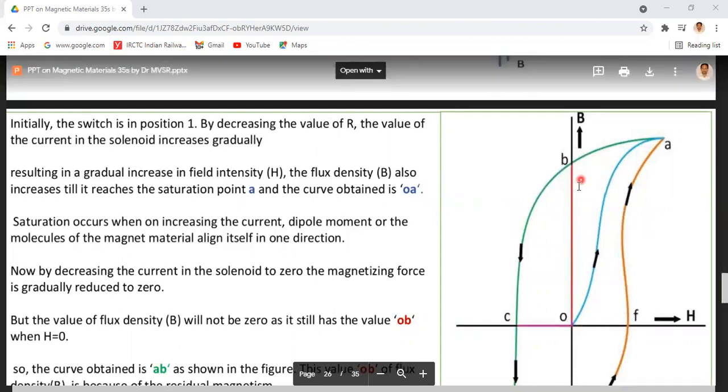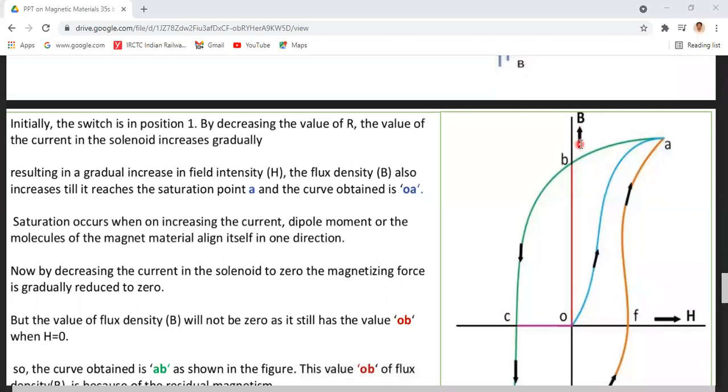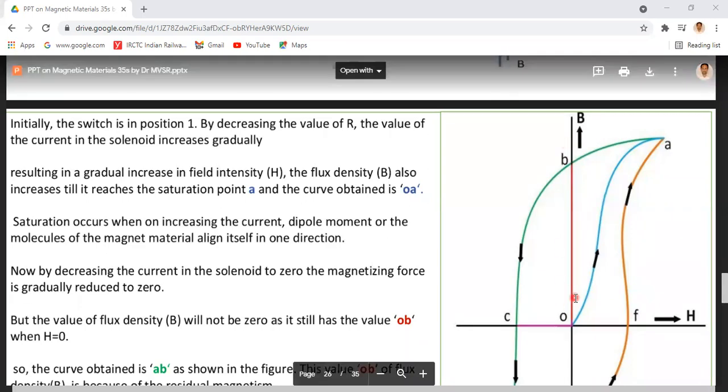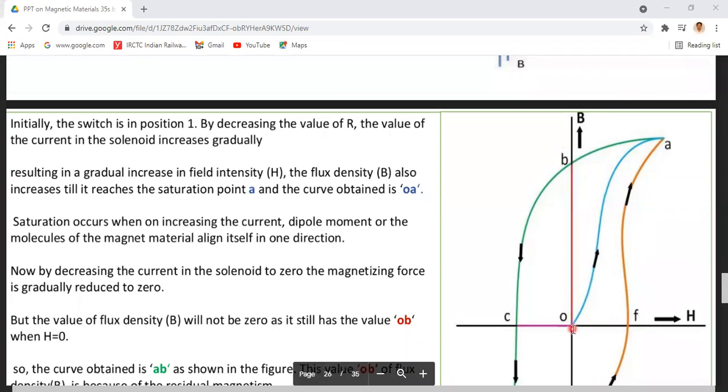Coming to this BH curve, on the x-axis you have to take the values of magnetizing force, where H is the value of the magnetizing force produced by using the solenoid, and on the y-axis we have to consider the magnetic flux density B, which is produced within the ferromagnetic material. So initially at the origin, when H is equal to zero, B is equal to zero.